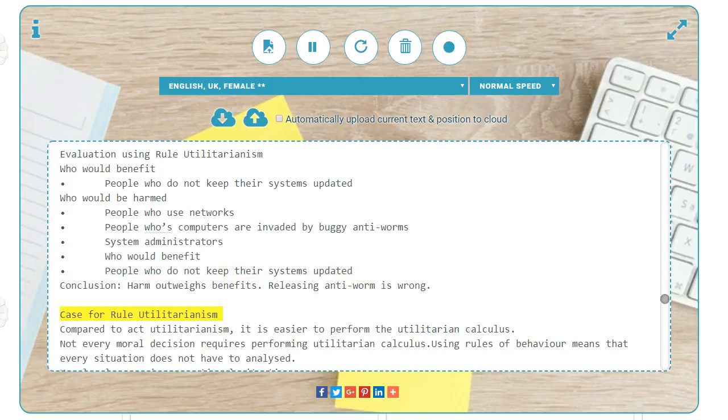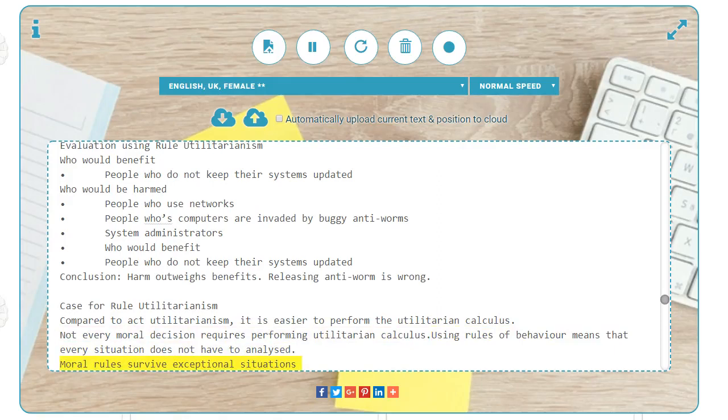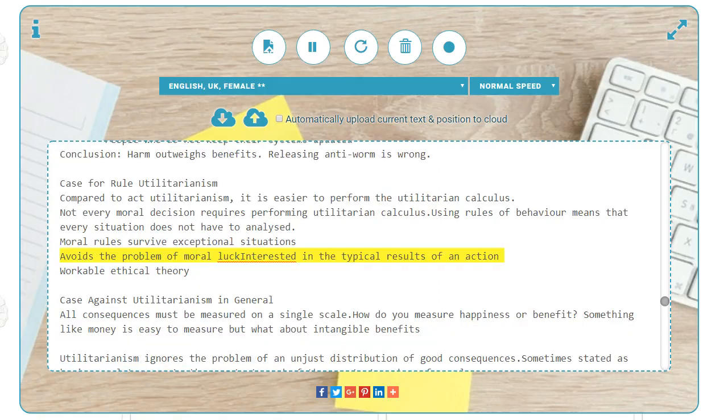Case for rule utilitarianism. Compared to act utilitarianism, it is easier to perform the utilitarian calculus. Not every moral decision requires performing the utilitarian calculus. Using rules of behavior means that every situation does not have to be analyzed. Moral rules survive exceptional situations. It avoids the problem of moral luck, since it is interested in the typical results of an action. It is a workable ethical theory.